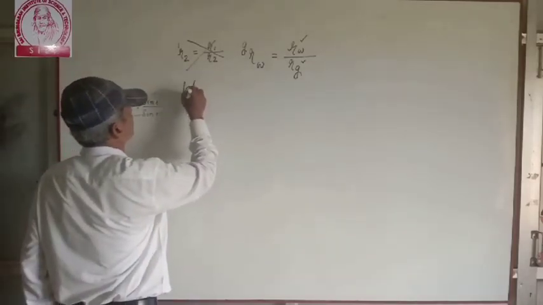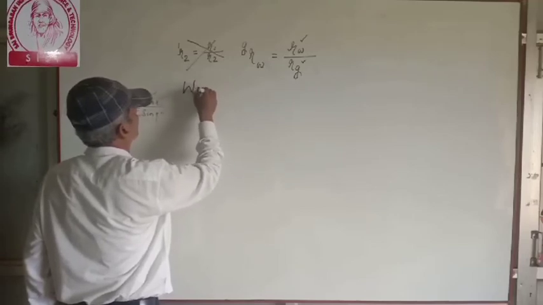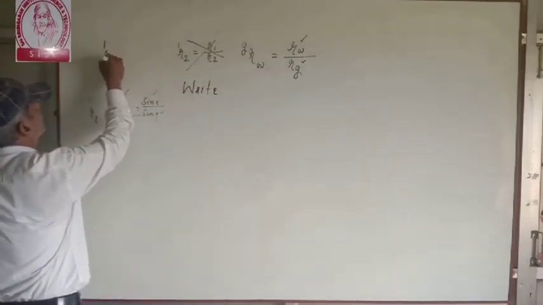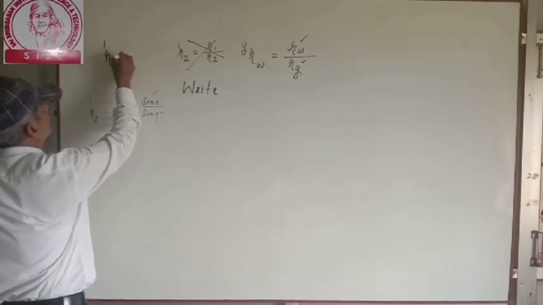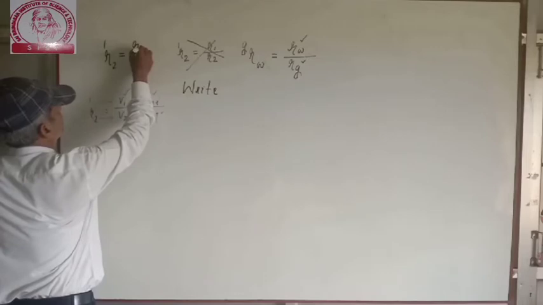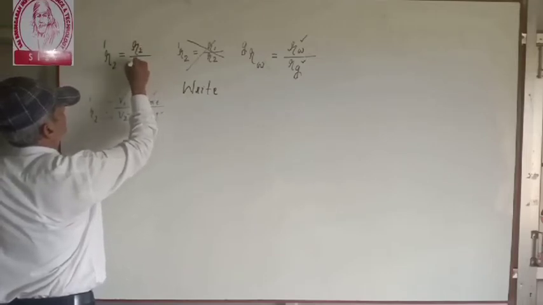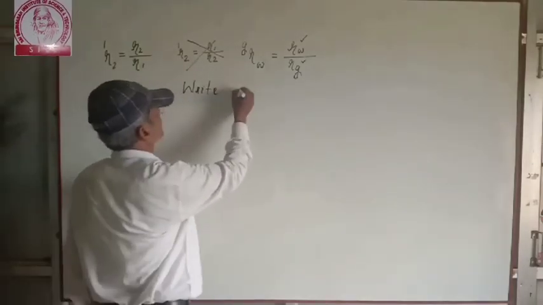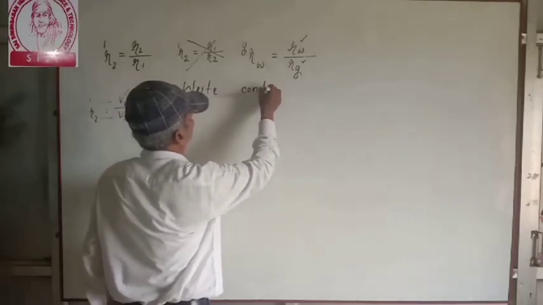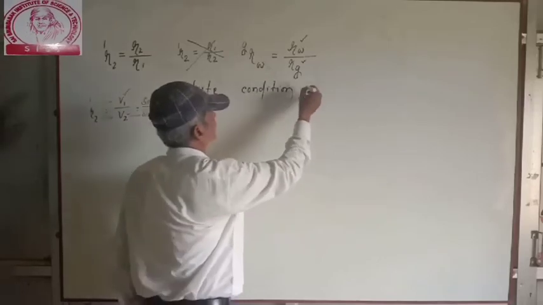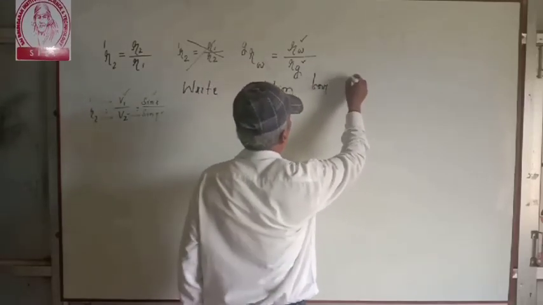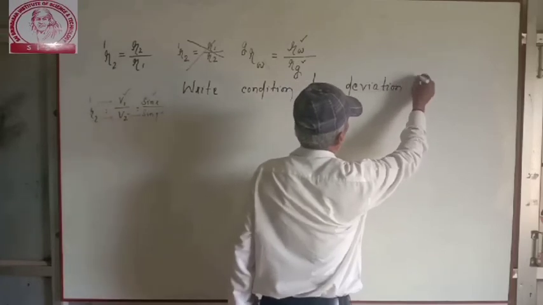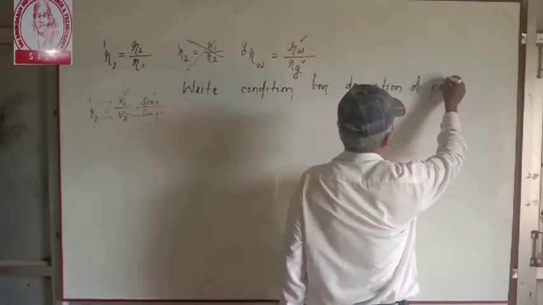Write: one mu two is equal to mu two by mu one. Write condition for deviation of path.